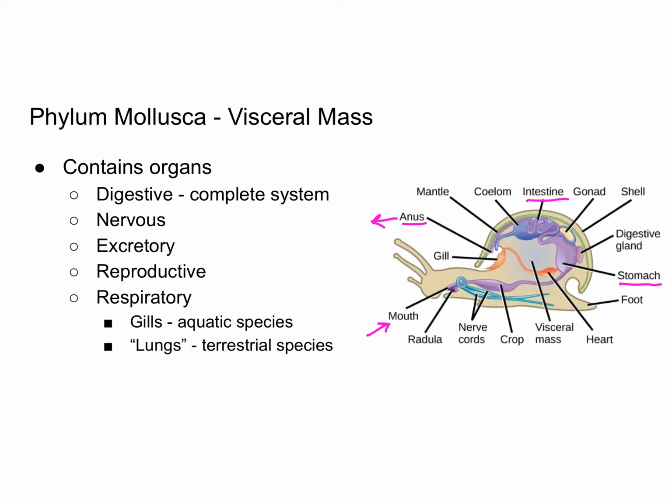They also have a nervous system. They have nerve cords here. They have excretory structures, which are not shown in this picture, but this would be kind of equivalent to the urinary system. They have reproductive structures. You can see the gonad here. And for respiration, so gas exchange, the aquatic species have gills. And then terrestrial species have a sort of lung-like organ.